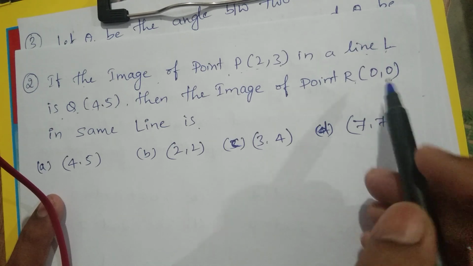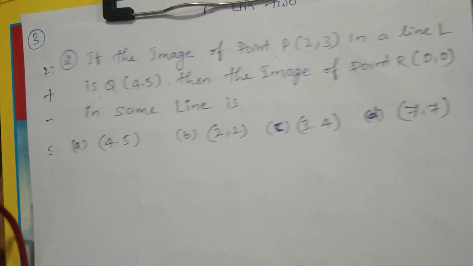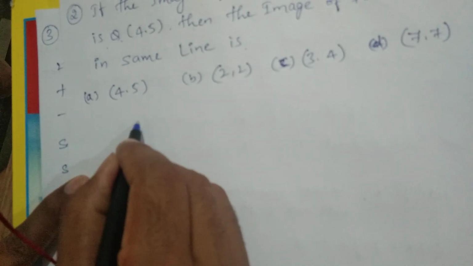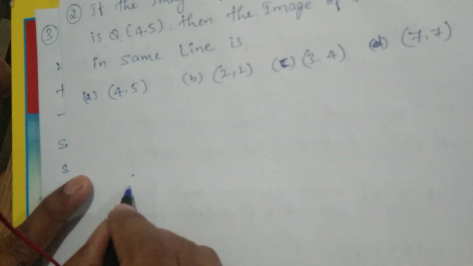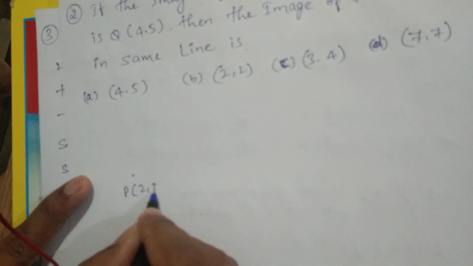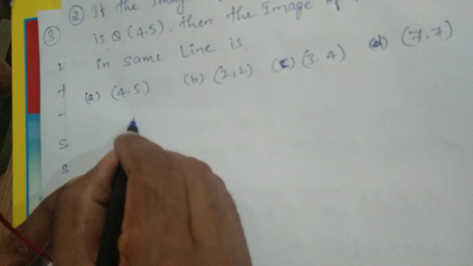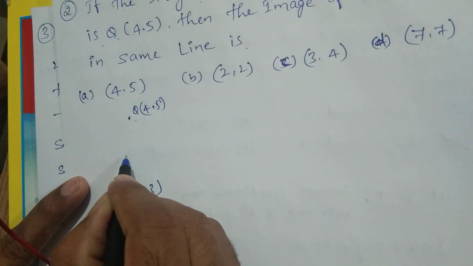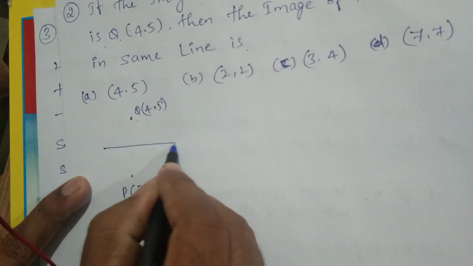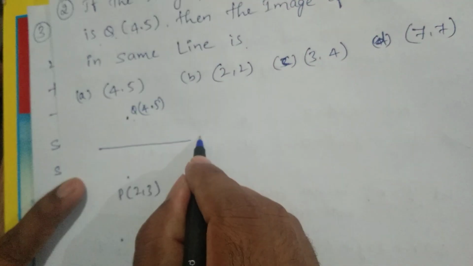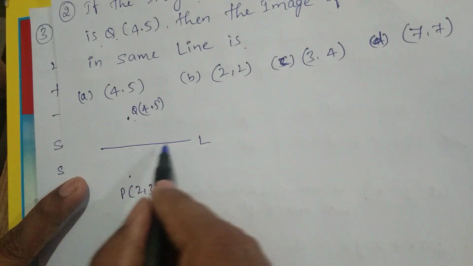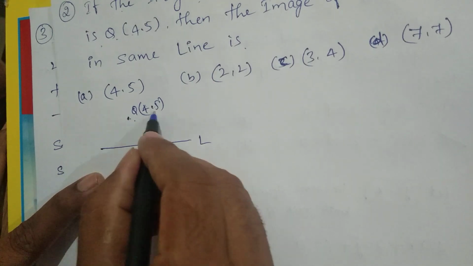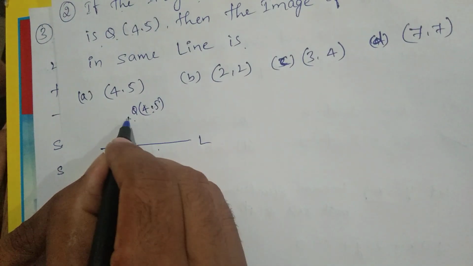First of all, what is the image concept? We have to know. Let me take this point, that is P(2, 3). There is an image, that is Q(4, 5), on the line using the line L. This line acts as a mirror. This Q is then the image of P.